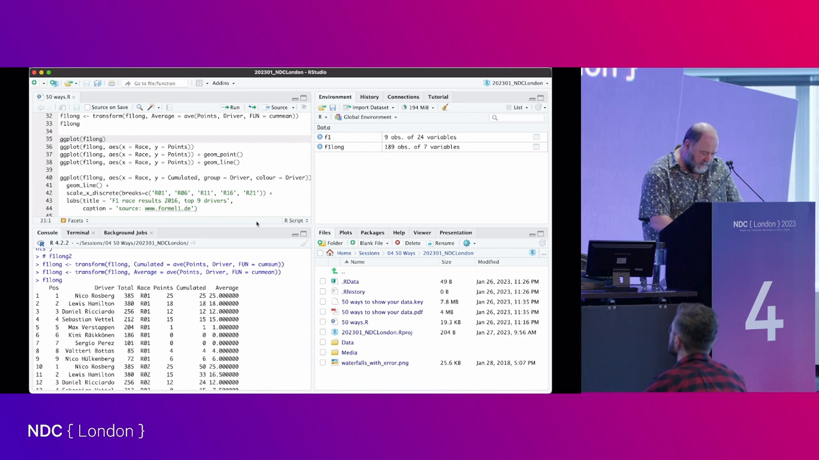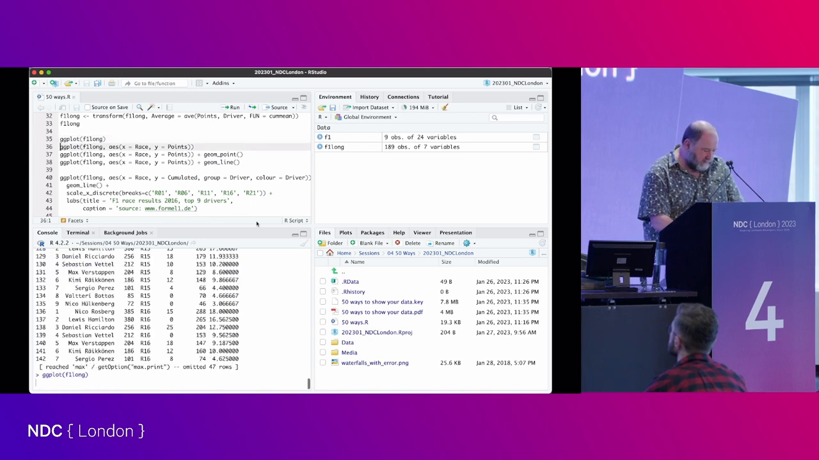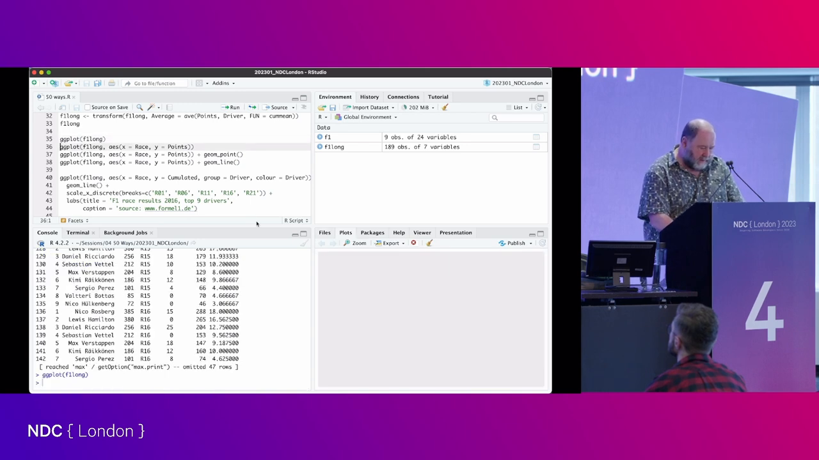So I called ggplot and told it to take the Formula One long data, and it gave me this. That's a totally valid graph, the gray area. It's a call to ggplot. The ggplot says, yeah, I can do something for you. So what's missing? Of course, we only have the data. I said we need some aesthetics also.